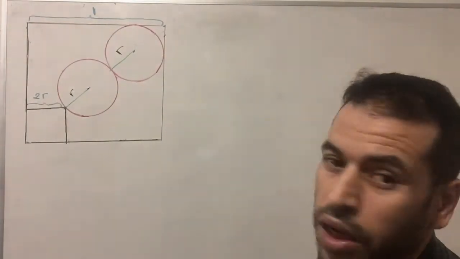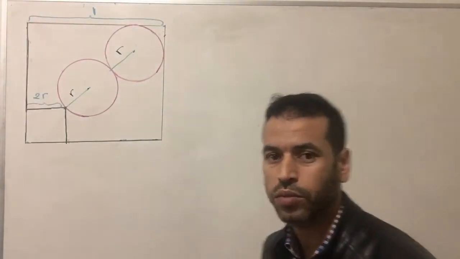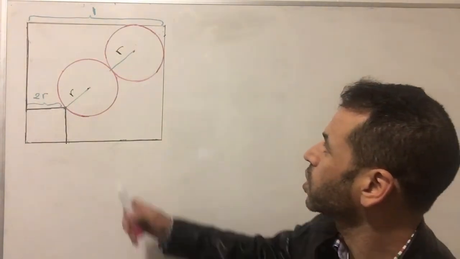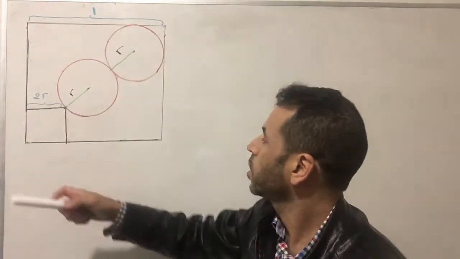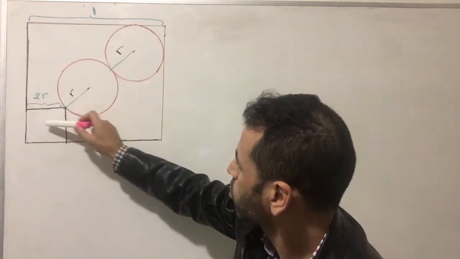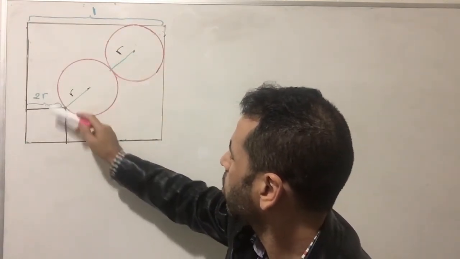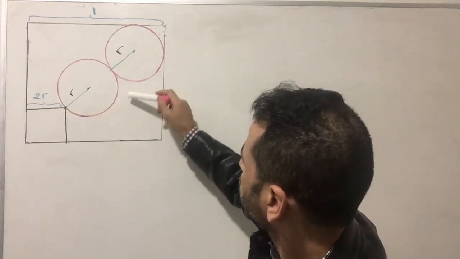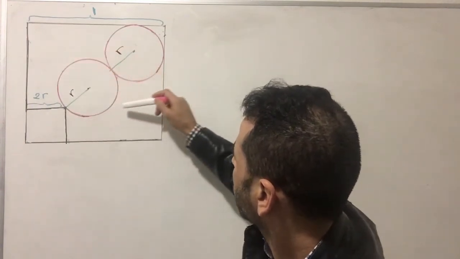Hi, here is a nice and simple geometry problem. We have a big square with side length equal to 1. Inside of this square, we have a small square with side length 2r connected with two circles equally measured with radius r.